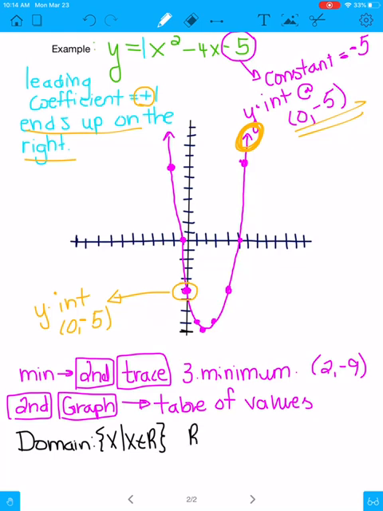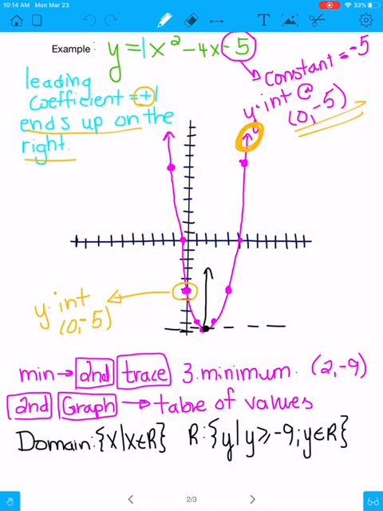My range, because this one is at -9 or greater, the lowest this graph goes to is -9 or higher. If my graph was concave down, it would be less than or equal to my maximum. But because this one's concave up, my range is going to be y such that y is greater than or equal to -9. So with quadratics, you don't get a range of y ∈ ℝ like you do with linear, and like you're going to get with cubic, okay?